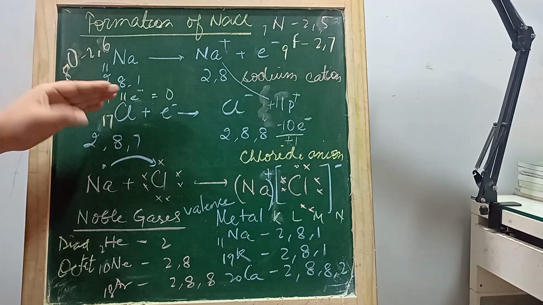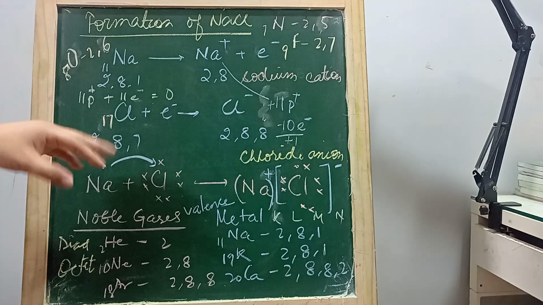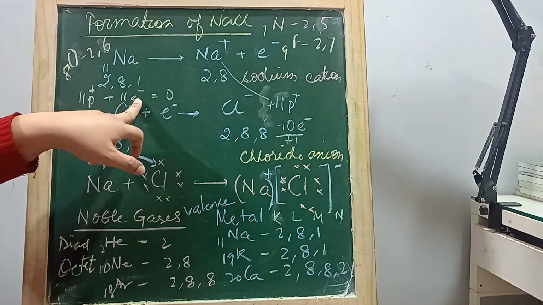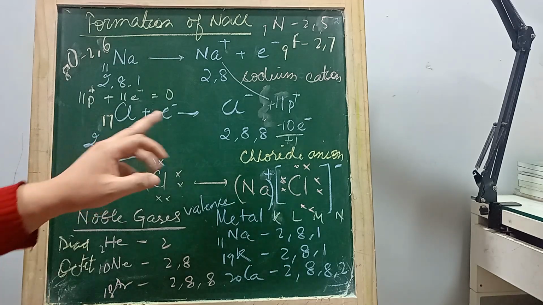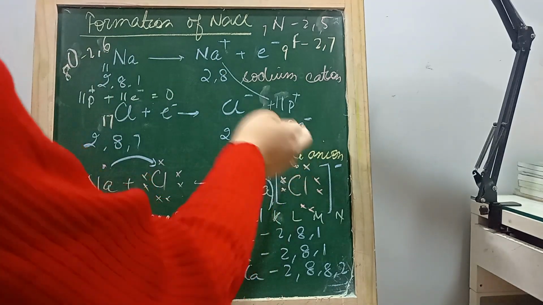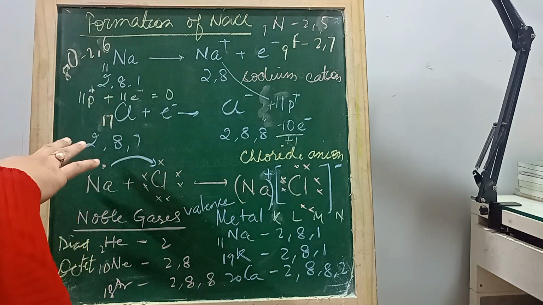17 plus charge, 17 negative charge. 17 plus charge for the proton, 17 negative charge for the electron. So it carries no charge. It is neutral. But when 1 electron is added, the number of electrons will be more here. It will be 18, and the number of protons will be 17.